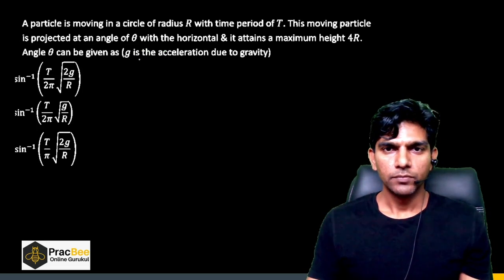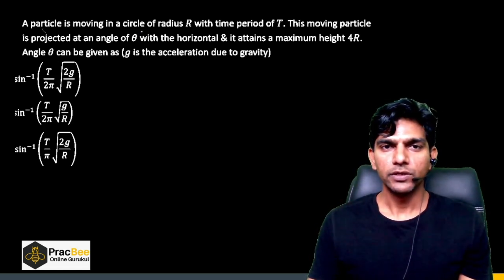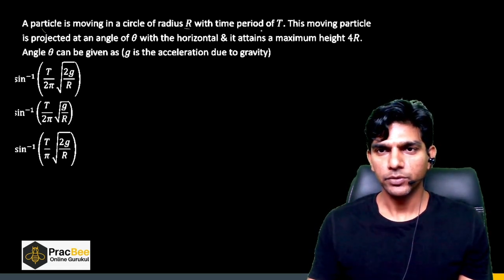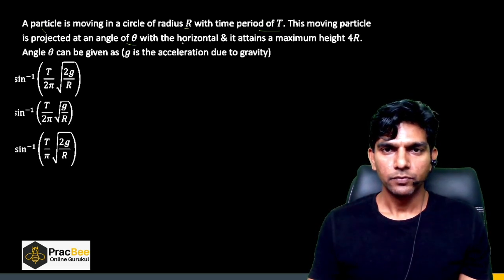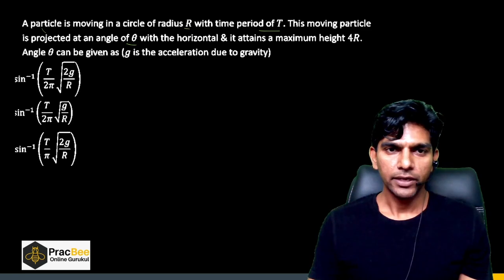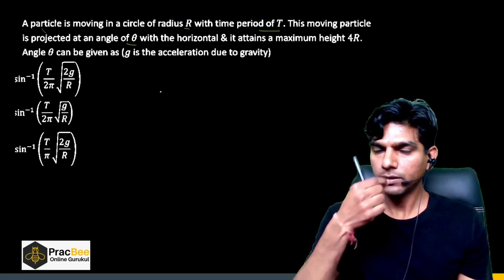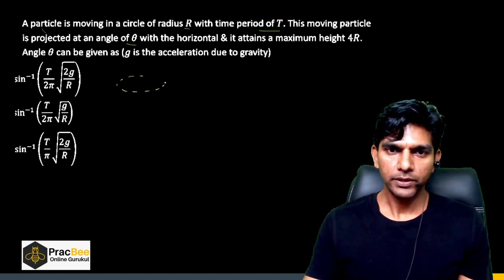Next question, not from gravitation, it is from circular motion and projectile motion. A particle is moving in a circle of radius r with a time period T. This moving particle is projected at an angle theta with the horizontal and it attains a maximum height 4r. Angle theta can be given as, so we have to find the angle theta of projection. And there is a particle which is moving in a circular path.